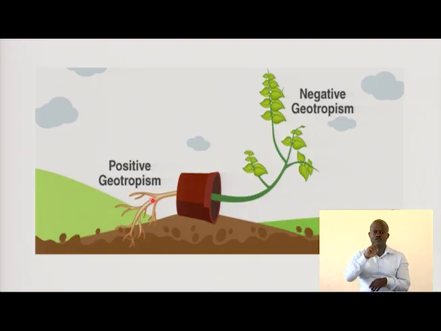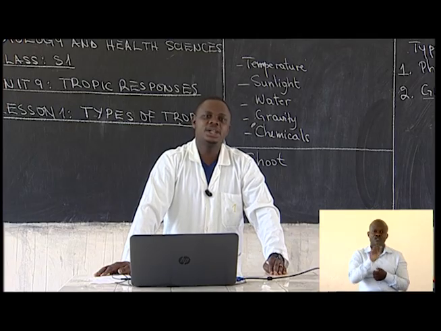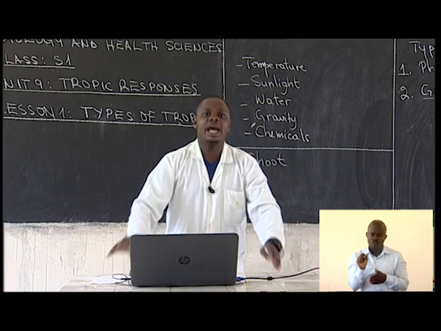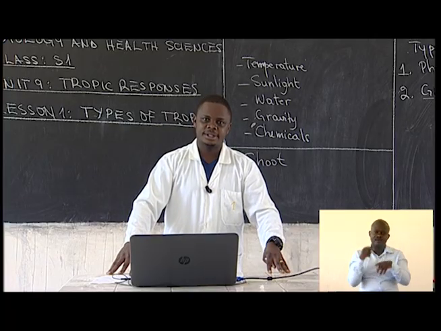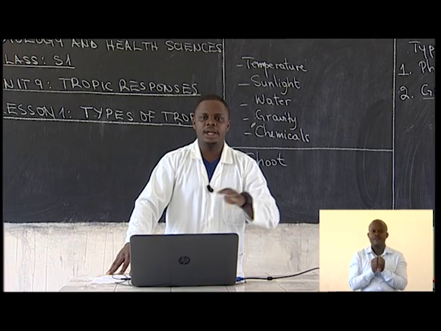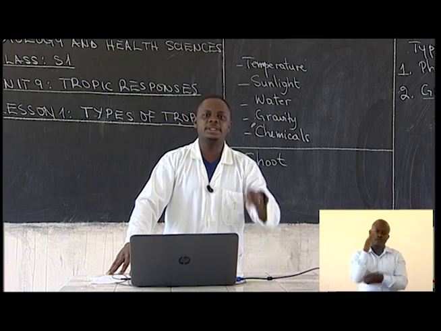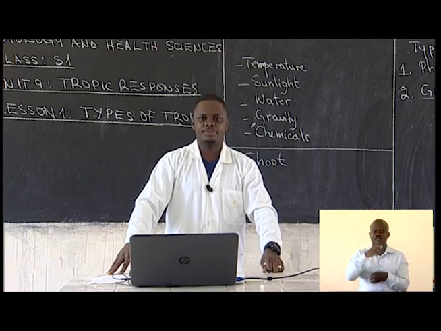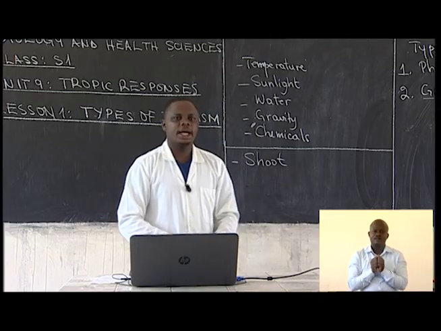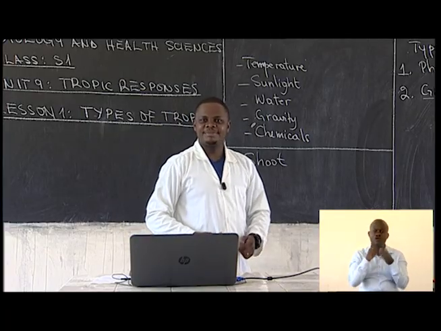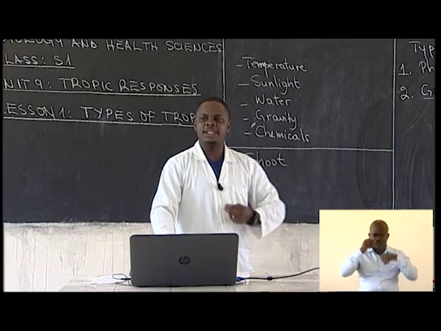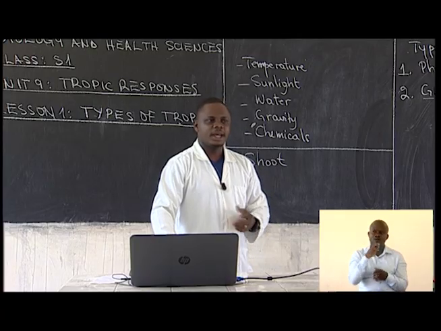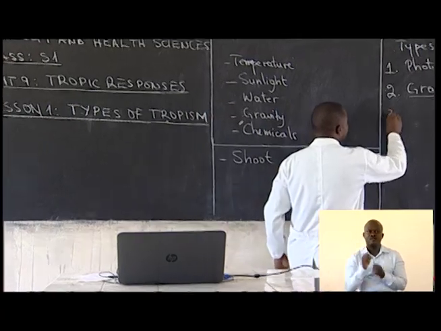Dear students, don't confuse these terms, gravitropism and geotropism. They are used interchangeably and they mean the same thing. The growth of the plant's organ or part towards gravity. Then another type of tropism. Can you give one? We have given phototropism and gravitropism. Excellent.